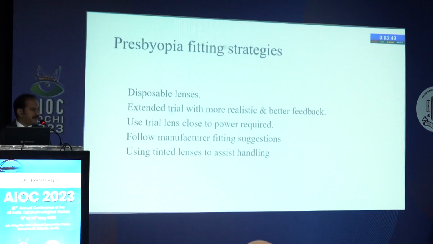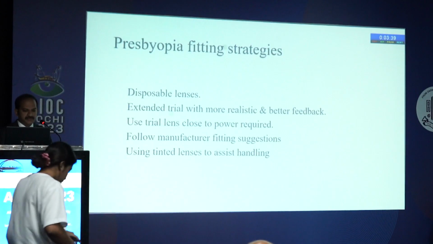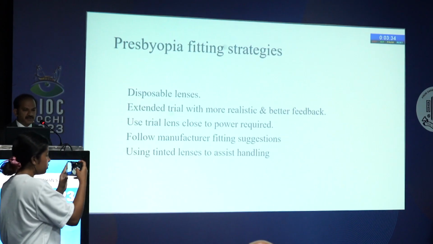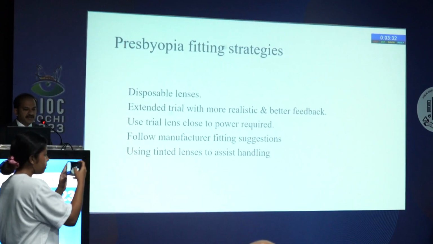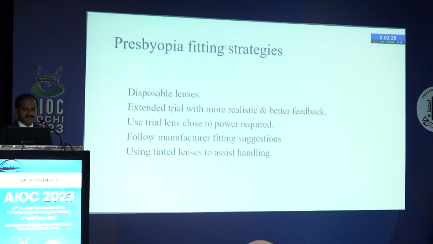It is not just the OP thing. You can't just give a trial for half an hour and check if the patient is comfortable. So an extended trial with more realistic and better feedback would be the motivation for the patient to use contact lenses. Use of trial lenses close to the power required is also very important. If the patient requires 1.5, if the trial given is 1, they may not be very comfortable. Follow the manufacturer's fitting suggestions. Use tinted lenses to assess handling.